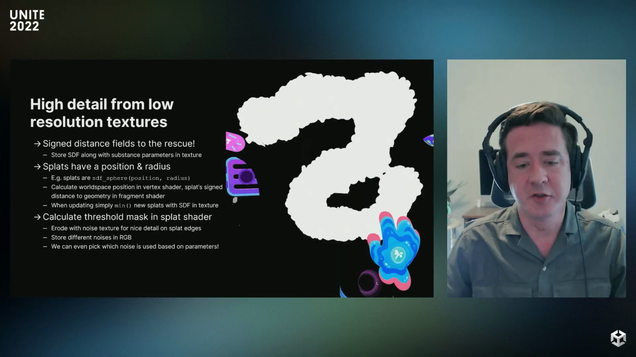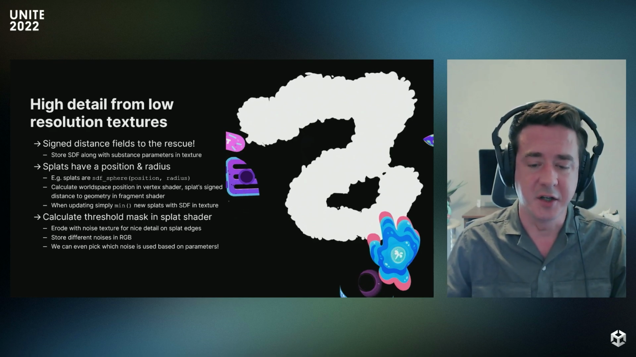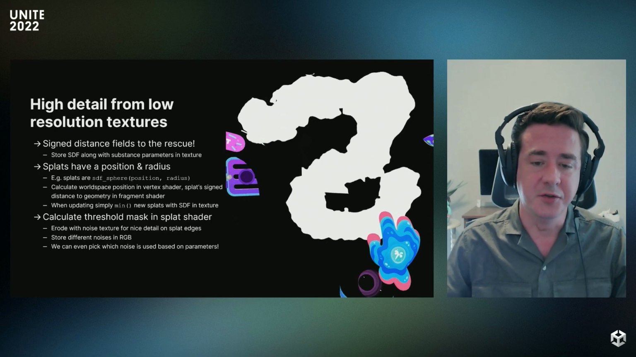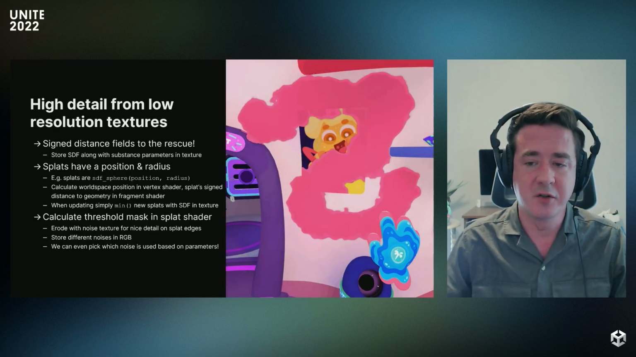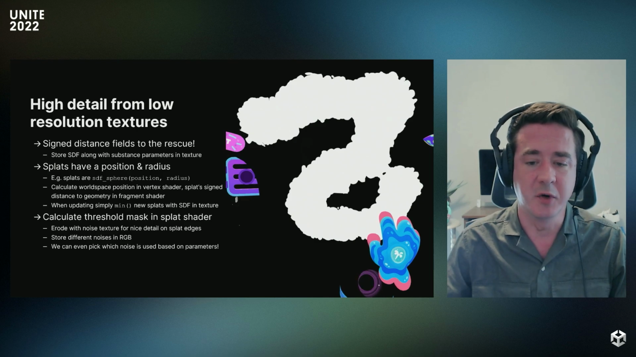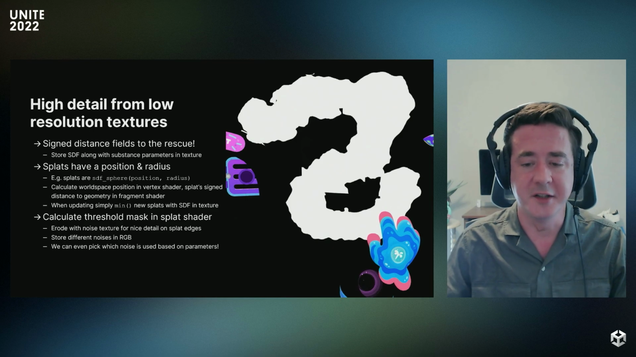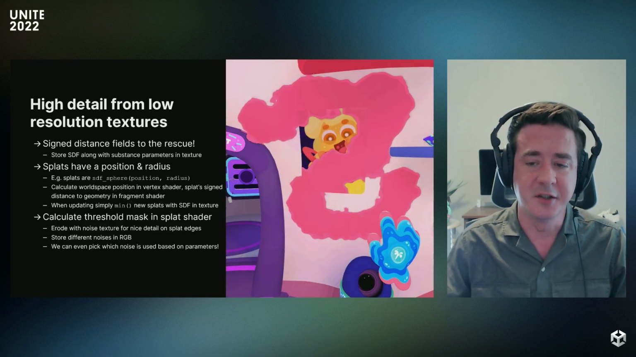And so from there, we can then create a mask by using a threshold operation on the SDF values. This allows us to create a nice silhouette. And of course, we can then use some noise stored in textures as well to erode away the edge to give us a nicer high frequency detail along the silhouette of the splats. And since we're using a texture for noise, we can store different types of noise in the RGB channels, and then potentially even blend between the noises based on some of those substance parameters to control the shape of the splat based on the substance.